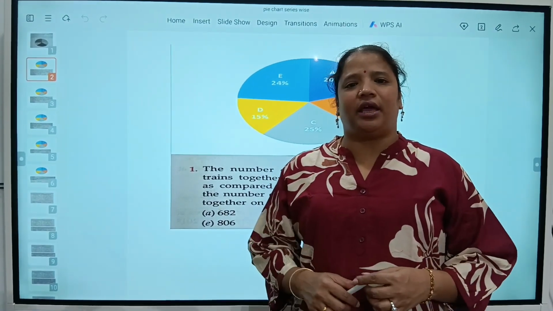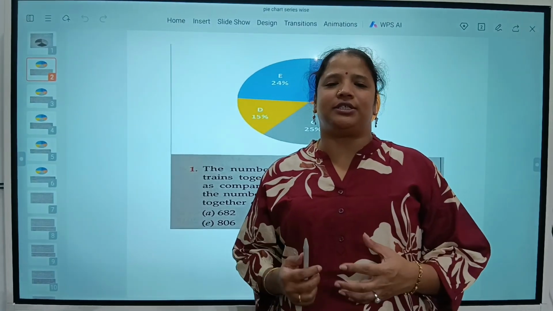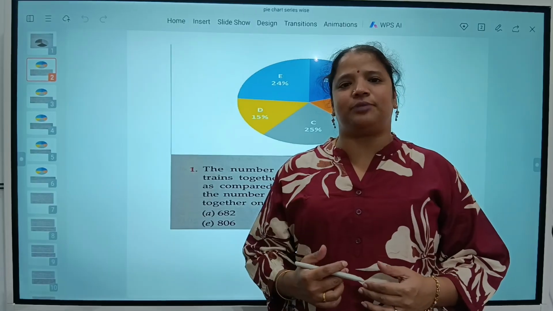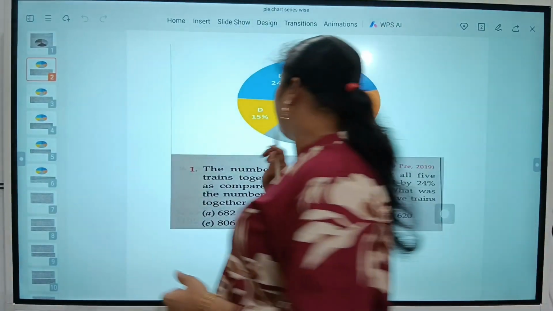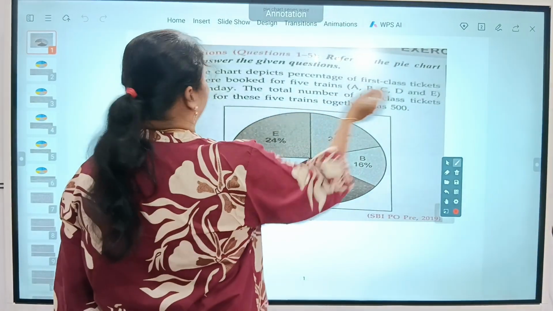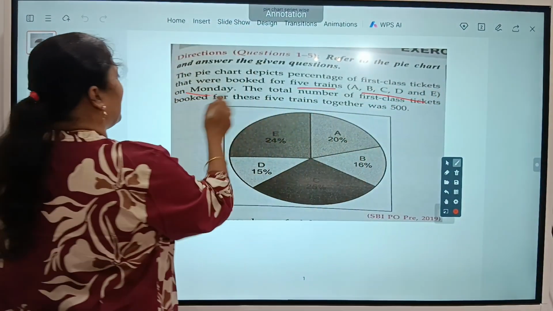Today we will start with a new concept, that is pie chart. In the last sessions we have discussed bar graph. From this session onwards we are going to discuss pie charts. The first question is, the pie chart depicts percentage of first class tickets that were booked for 5 trains A, B, C, D, E on Monday.